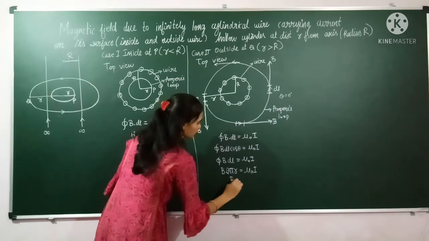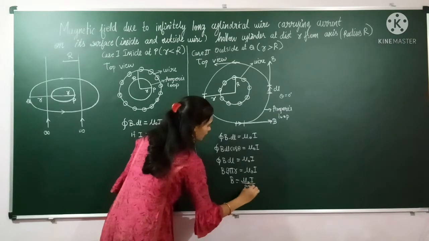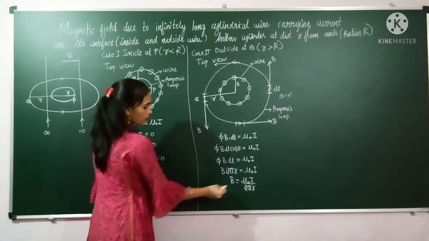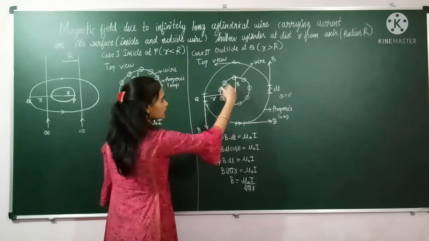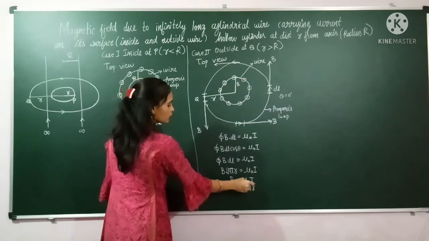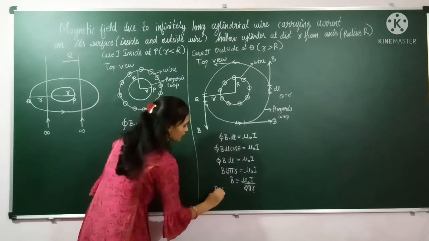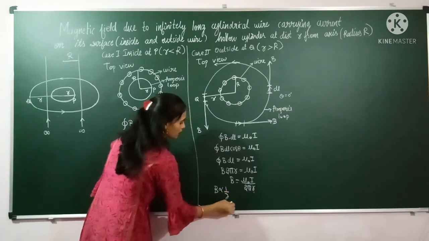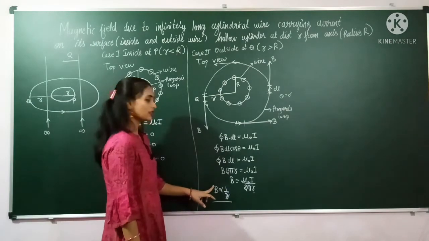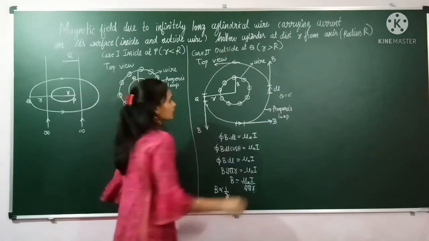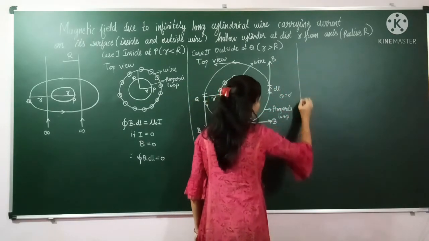Next, B is equal to mu naught I divided by 2 pi r. In this case if you observe, mu naught divided by 2 pi is constant, current is also constant because in this the current is not varying. So I is also constant, only r is variable. So B is inversely proportional to r. This thing you have to remember, as distance increases the magnetic field decreases. Next after that we will take the graph, then you can easily understand.